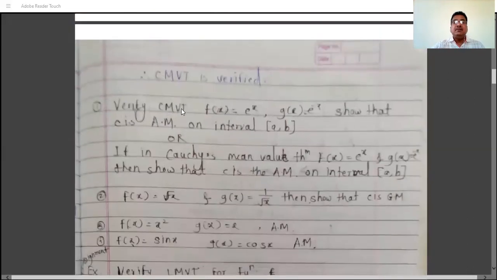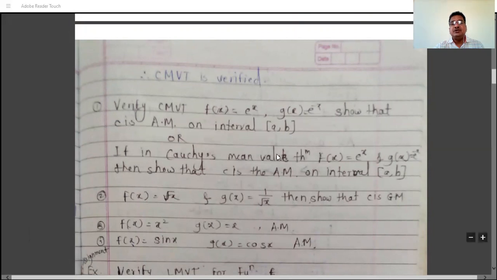The next example is again on Cauchy's mean value theorem. Verify Cauchy's mean value theorem if the function f(x) is equal to e raised to x and g(x) is e raised to minus x, and show that c is the arithmetic mean on the interval (a, b).